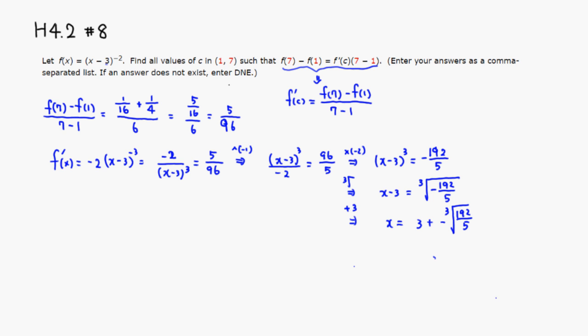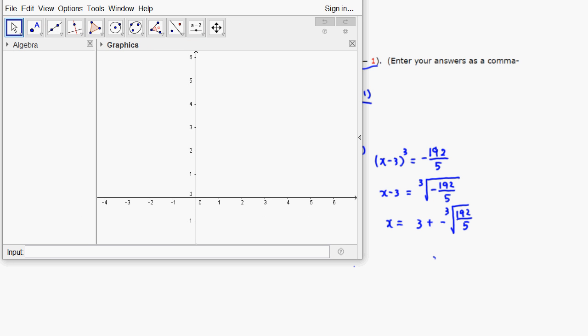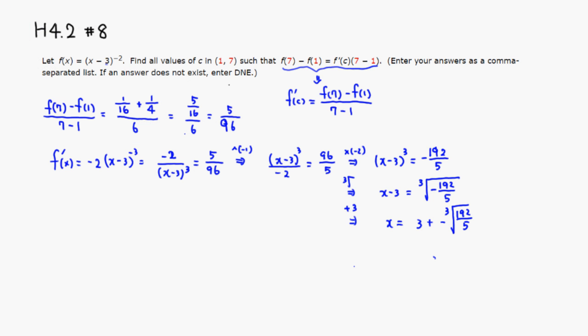Then let's see what kind of number this is. I'm going to cheat a little bit with a calculator, so bring out the GeoGebra here. I want to see what kind of number that is: 3 minus 192 over 5, raised to the 1/3 power. You can see that this is actually a negative quantity. A negative quantity cannot be the right value for C because C has to be between 1 and 7. So this is not in between 1 and 7, and that's a problem. We cannot find any C so that the derivative is equal to this number.